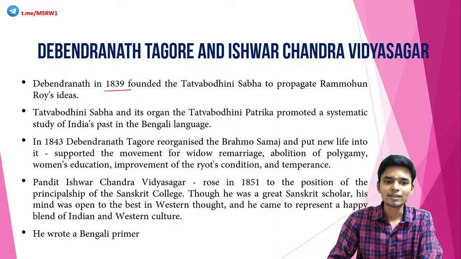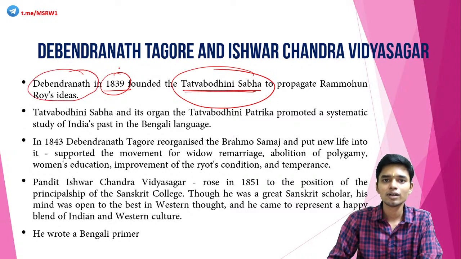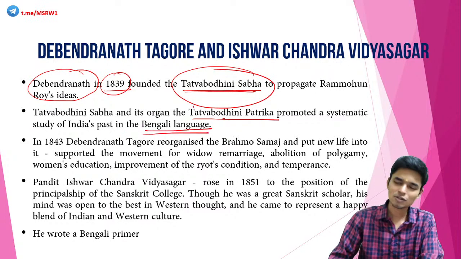Now, Devendranath Tagore and Ishwar Chandra Vidyasagar. Devendranath Tagore in 1839 founded the Tattva Bodhini Sabha to propagate Ram Mohan Roy's ideals. Tattva Bodhini Sabha, 1839, by Devendranath Tagore, who is the father of Rabindranath Tagore. The Tattva Bodhini Sabha and its organ, Tattva Bodhini Patrika, promoted a systematic study of the Indian past in the Bengali language.